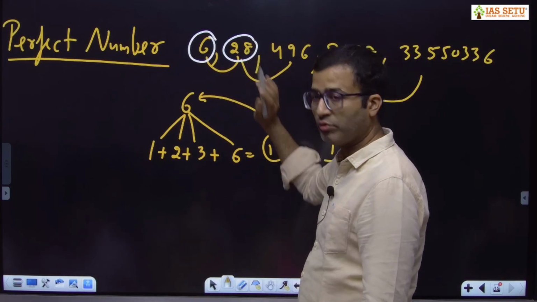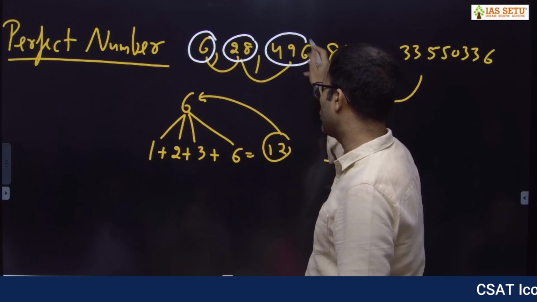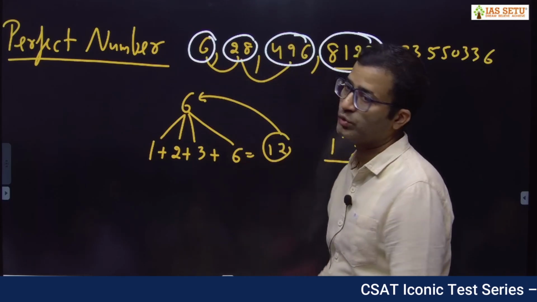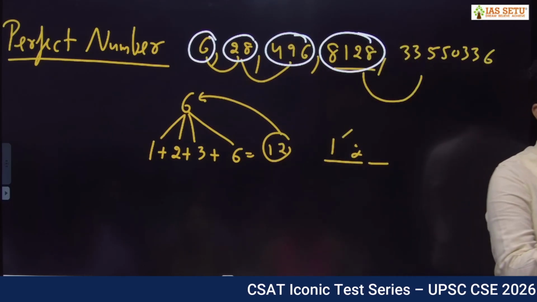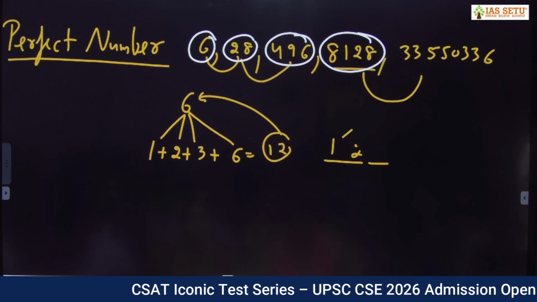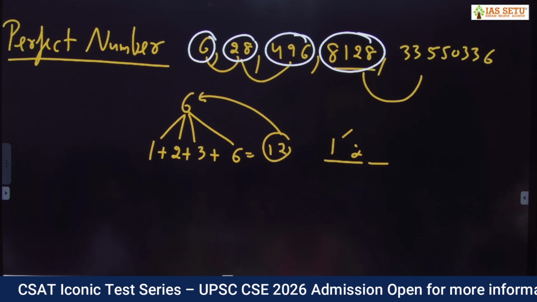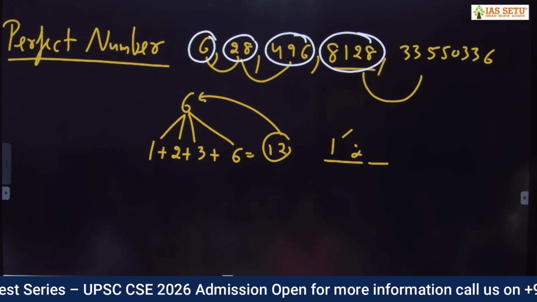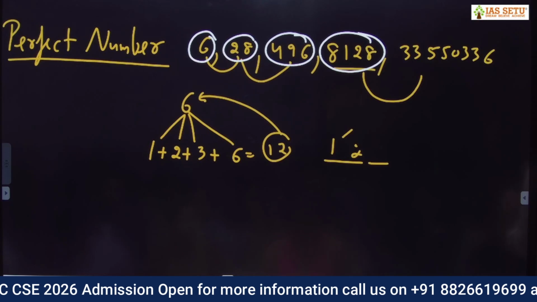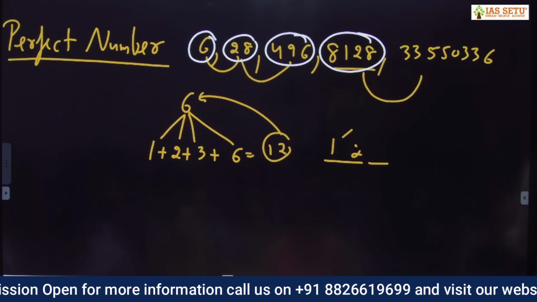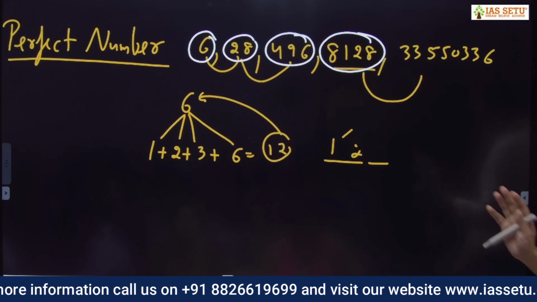Mainly 6 and 28. But you remember 496 and 8128 also. You have to remember the first perfect numbers. Directly it can be used. Clear? Perfect number.